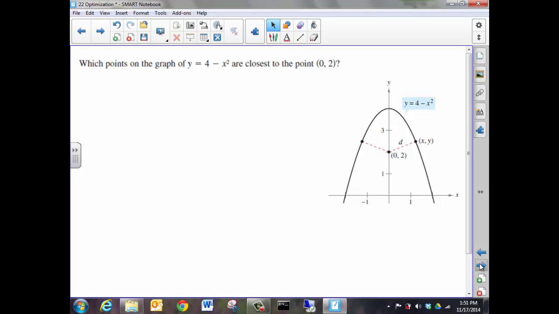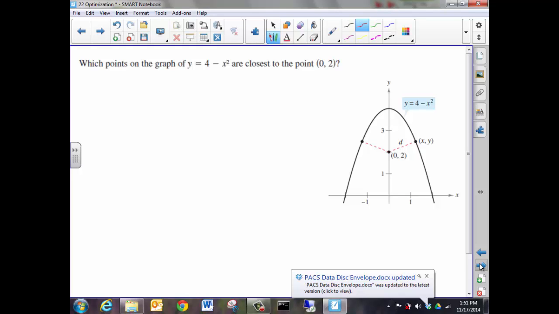Closest to (0, 2). Closest to (0, 2). Wow. What does that mean? All right, look at what we're doing. We're measuring distances from points on here, and we want to know which point is closest to (0, 2).